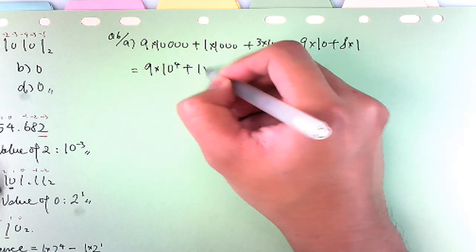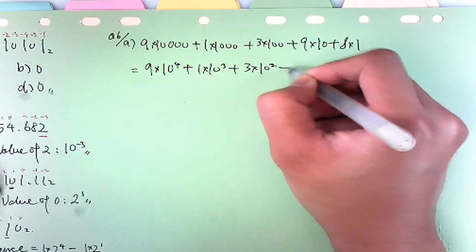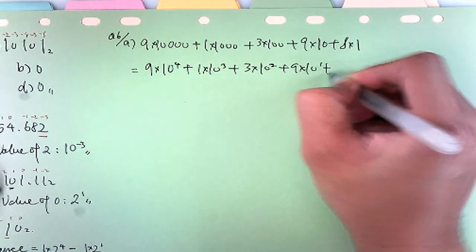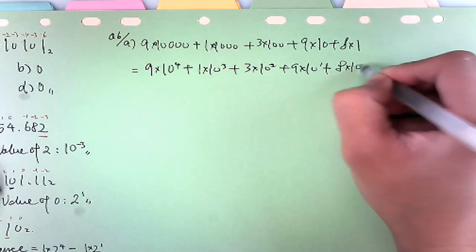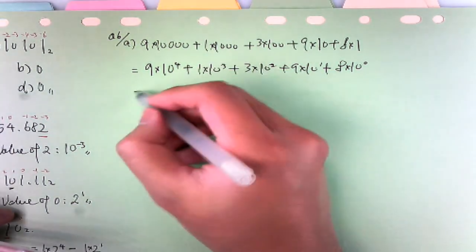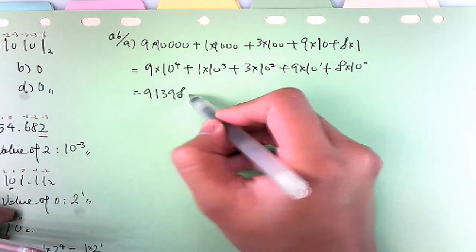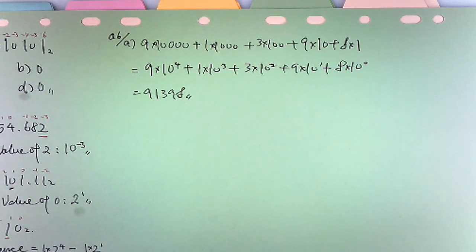And then 1 times 10 to the power 3, 3 times 10 to the power 2, and then 9 times 10 to the power 1. Actually, this one is 10 to the power 0, understand? So then next you can easily write down the denary number. Actually, it's 91398. Understand? So keep going.